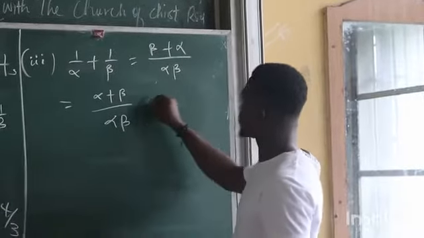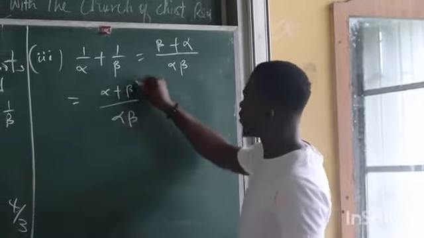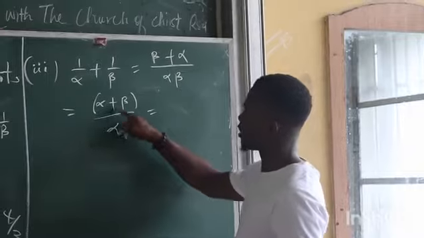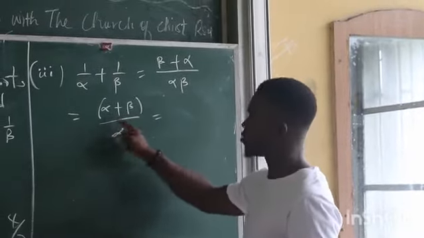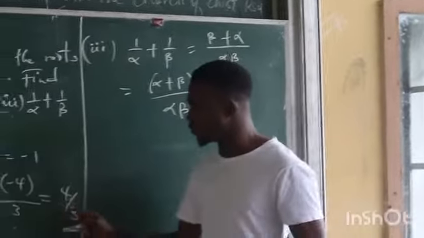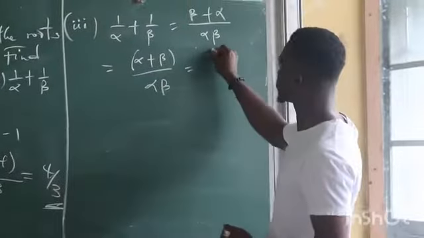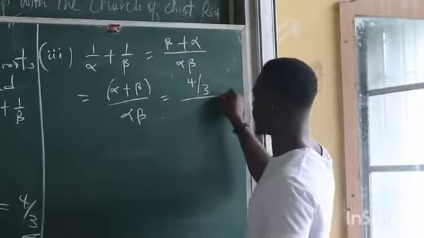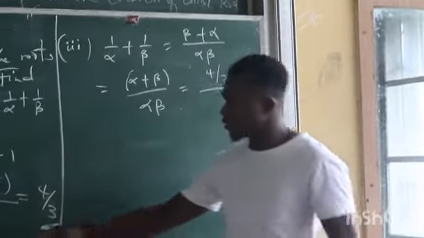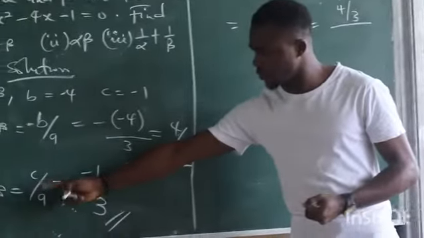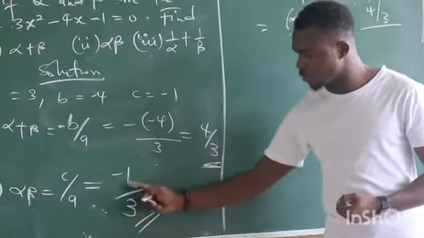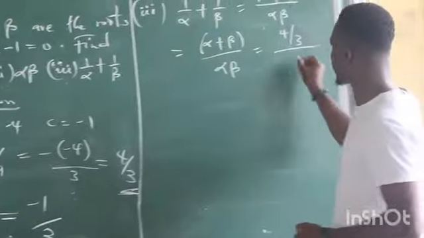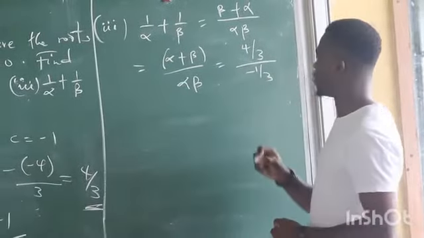Okay, so this will be equal to: what is our alpha plus beta? It is our sum of the roots. Okay, we got the sum of the roots to be 4 over 3, so we can just go straight by substituting 4 over 3. Then alpha beta, which is the product of the roots, is minus 1 over 3. So we come here and put minus 1 over 3.